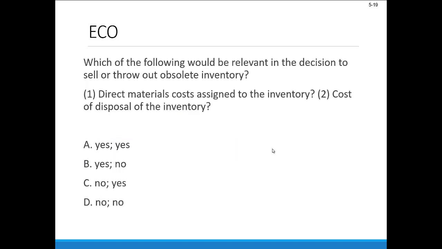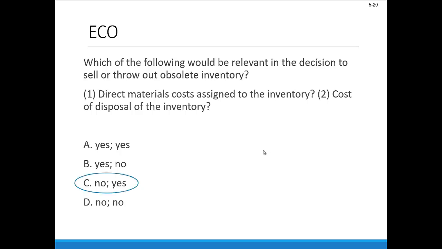Next, which of the following would be relevant in the decision to sell or throw out obsolete inventory? 1, the direct materials cost assigned to the inventory. 2, the cost of disposal of the inventory. Again, give this a quick thought here, pause the video, come back when you're ready for a solution.